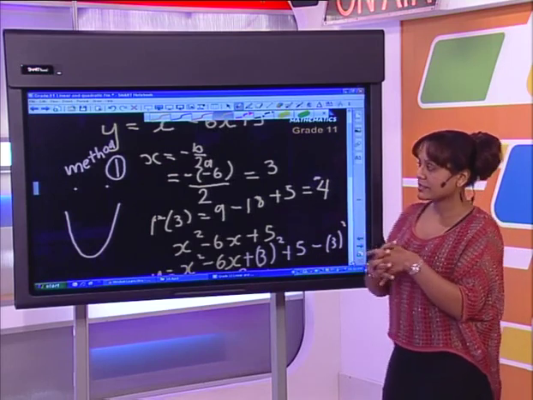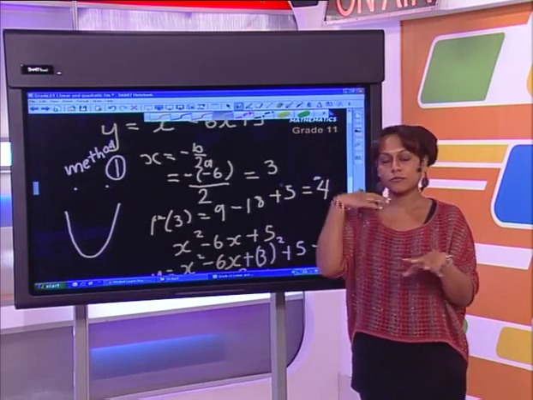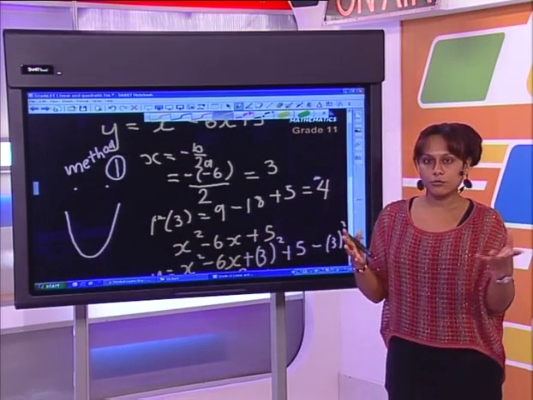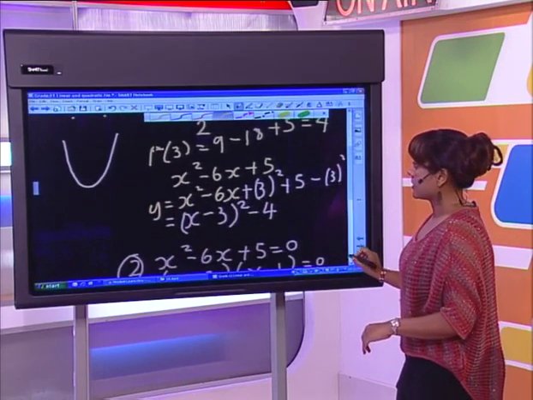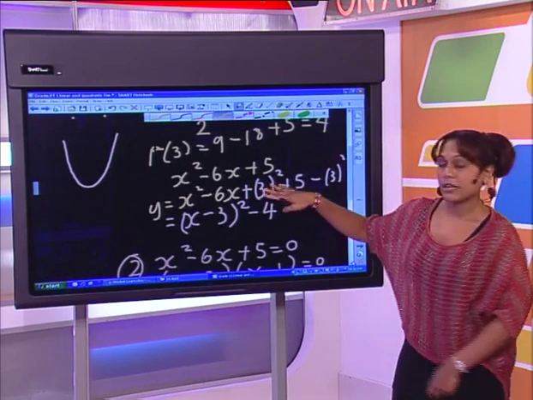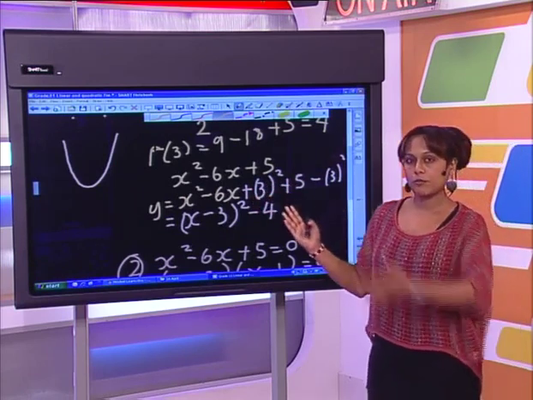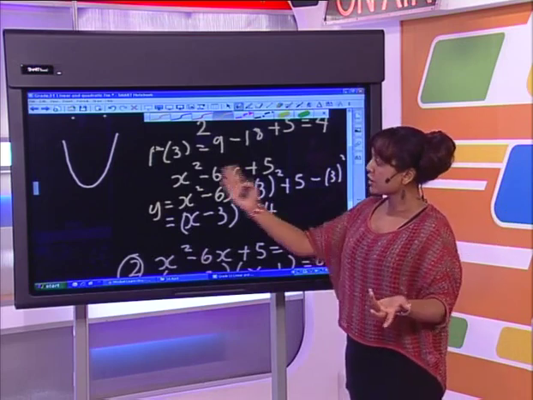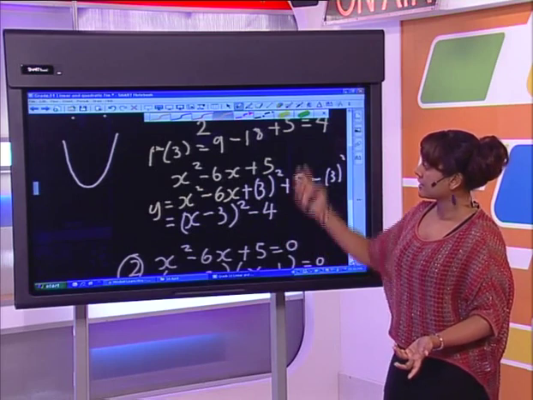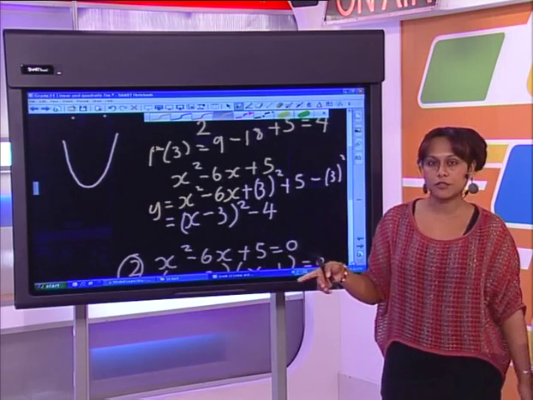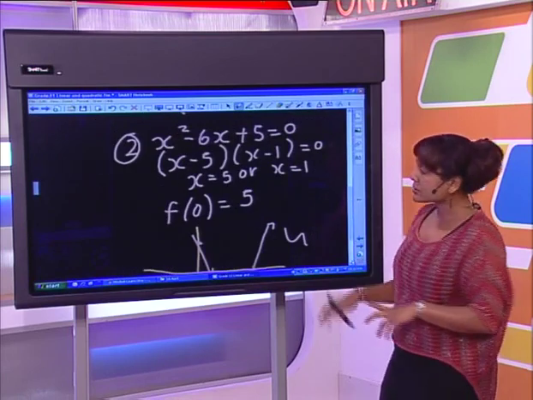And then I said to you guys that the other method, and sometimes teachers may say, guys, complete the square and determine the turning point. Then what you would do is you take your equation, x squared minus 6x plus 5, and you'd use the rules that you learned for completing the square back when you were doing quadratic equations. You'd use those rules to complete the square, and what you see is you get exactly the same turning point, 3 and minus 4.